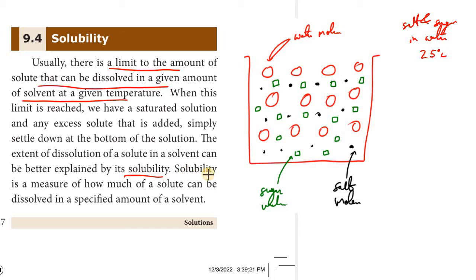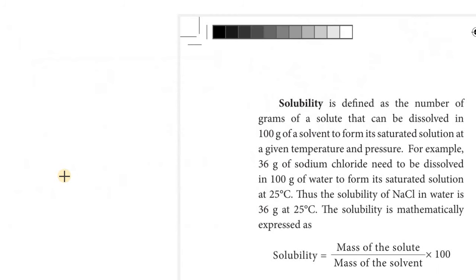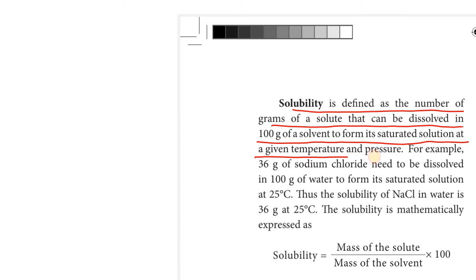So effectively, solubility is a measure of how much of a solute can be dissolved in a specified amount of solvent. Now, effectively, we can define solubility as the number of grams of solute that is dissolved in 100 grams of a solvent to form its saturated solution at a given temperature and pressure.